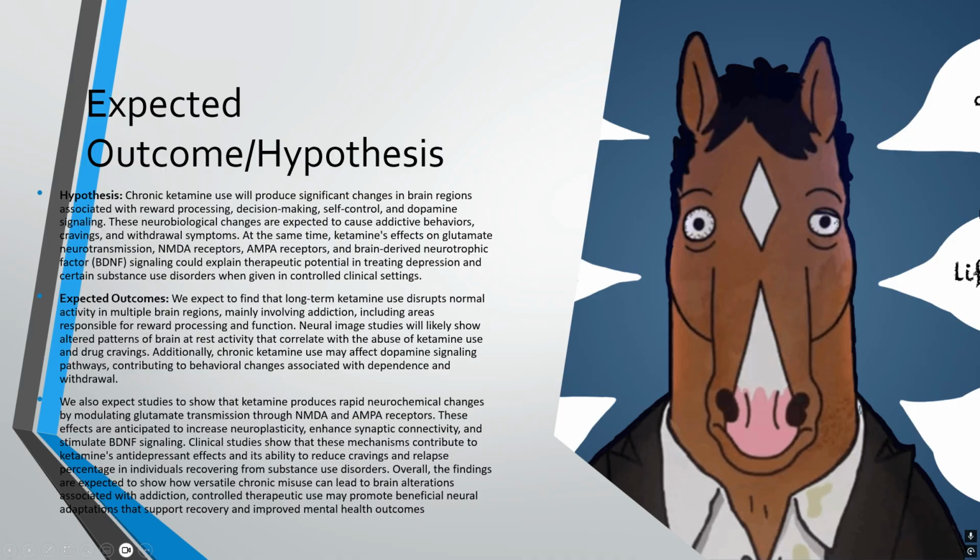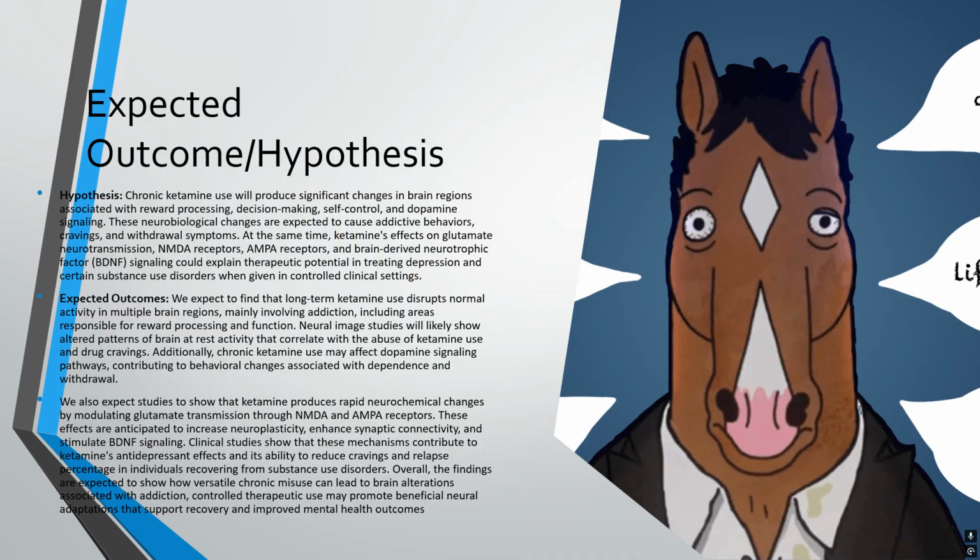Expected outcome and hypothesis. Hypothesis: chronic ketamine use will produce significant changes in brain regions associated with reward processing, decision making, self control, and dopamine signaling. These neurobiological changes are expected to cause addictive behaviors, craving, and withdrawal symptoms. At the same time, ketamine's effects on glutamate neurotransmission, NMDA receptors, AMPA receptors, and brain-derived neurotrophic factor signaling could explain therapeutic potential in treating depression and certain substance use disorders when given in controlled clinical settings.